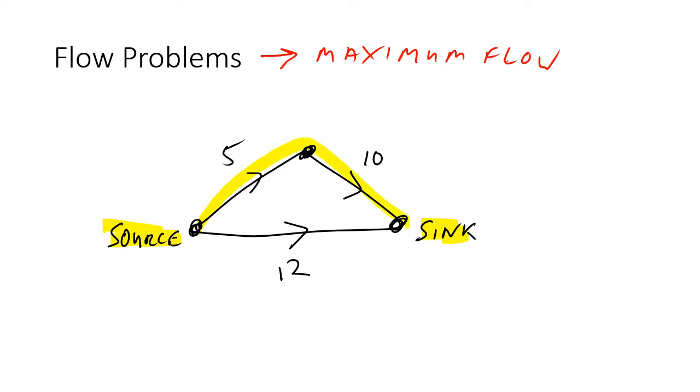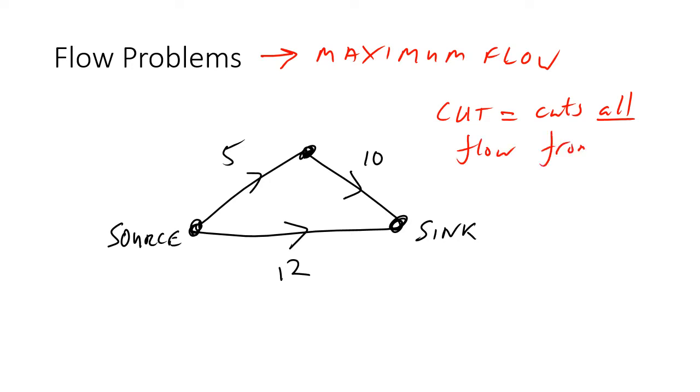If we follow the arrows like so, we can see we're flowing from source to sink. Everything comes out of the source and everything ends up in the sink. What we want to figure out is, what's our maximum flow? What's the max capacity of this system? To do that, we need to do a thing called cuts. A cut is something that cuts all flow from the source to the sink.